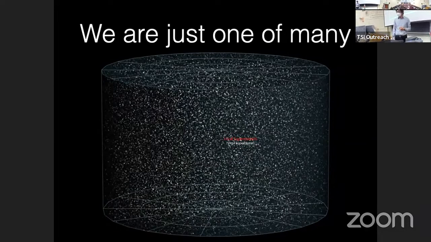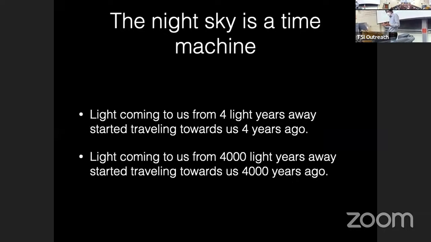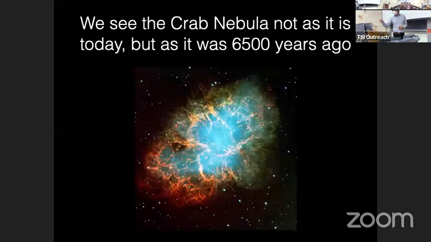Now, the interesting thing about the fact that the universe is a big place is that the night sky is a time machine. So light coming to us from 4 light years away, by definition, started traveling to us 4 years ago. It is old light. I'm not seeing the way that thing is today, but the way it was 4 years ago. Something 4,000 light years away, I am seeing the way it was 4,000 years ago. The Crab Nebula, this cosmic graveyard, its distance is such that we are seeing the way it was 6,500 years ago. So if you were to somehow magically transport yourself right there today, this graveyard would look something different. This is an outdated picture.